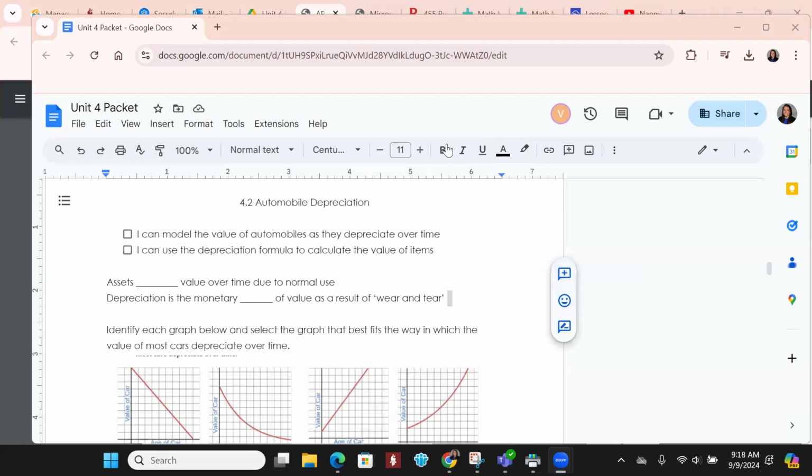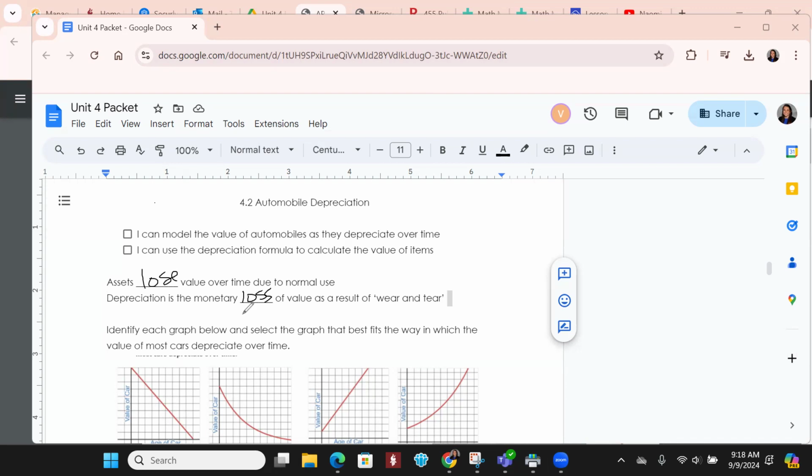Okay. All right. So, assets such as automobiles lose value over time due to normal use. Okay, so depreciation is that the value goes down. So lose value over time. Depreciation is the monetary loss of value as a result of wear and tear. Okay, so just like what he was saying, it's going to depreciate, it's going to go down because you're using it.